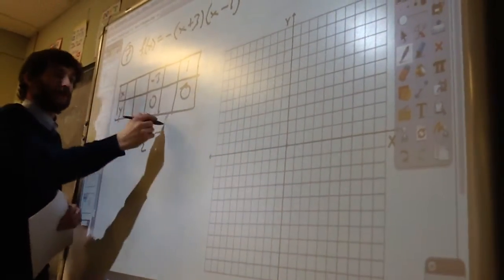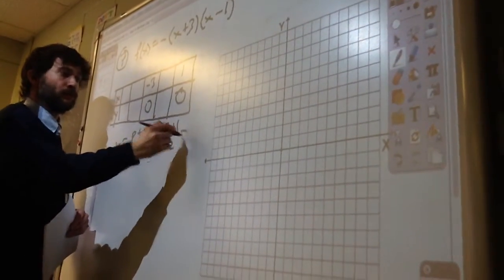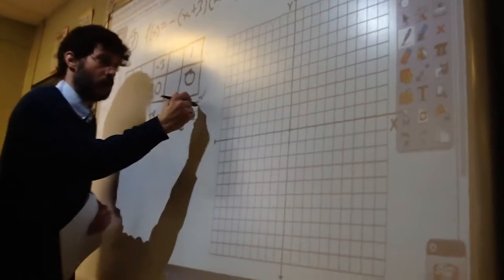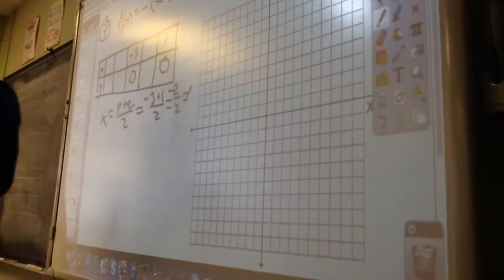So p was negative 3 and q was 1. What's negative 3 plus 1? Negative 2. Thank you. Negative 2. And what's negative 2 divided by 2? Negative 1. So that means the x value for my vertex is negative 1.